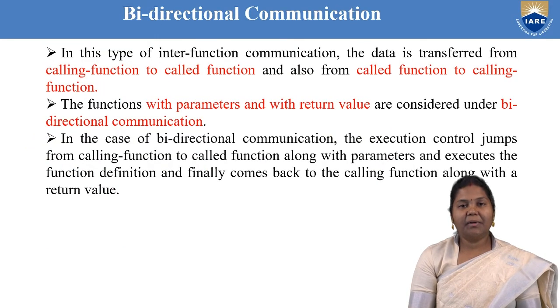So the third type of communication is called bidirectional communication. In this type of communication, bidirectional means the exchange of information happens from both sides. That is, the data is transferred from the calling function to the called function in terms of the parameters and arguments, and also from called function to the calling function in terms of return value. So the functions with parameters and with return type are considered to be bidirectional communication.